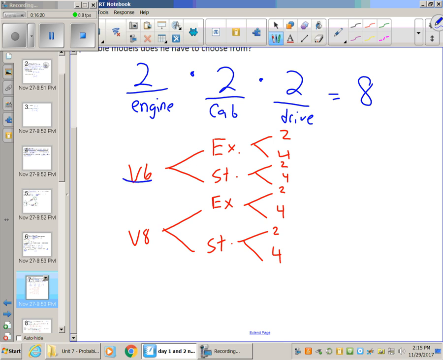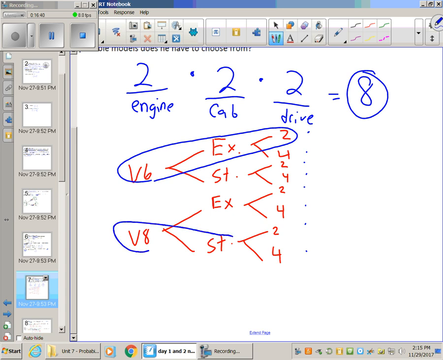He could have a V6 engine with an extended cab and a 2-wheel drive. There's one option. If I were to add up all the options, that's 1, 2, 3, 4, 5, 6, 7, 8 options. That's why the fundamental counting principle works. That's why we multiply the outcomes. Another example is a V8 engine with a standard cab and 4-wheel drive. There's 8 different outcomes here, 8 different options.